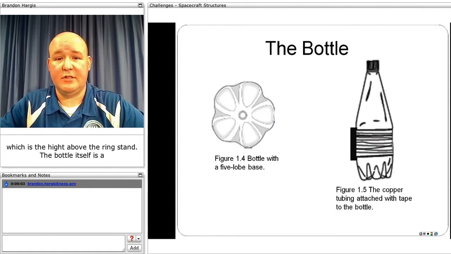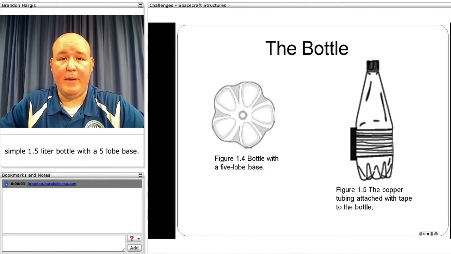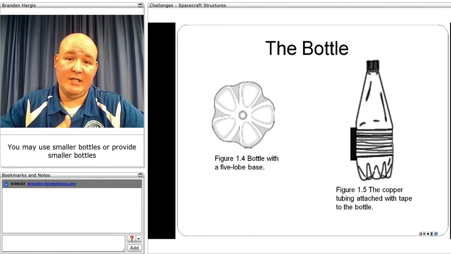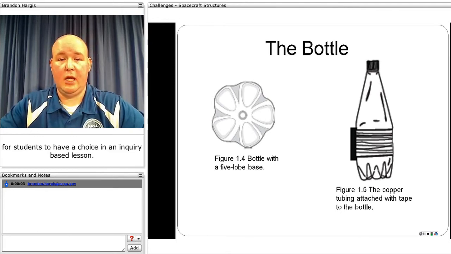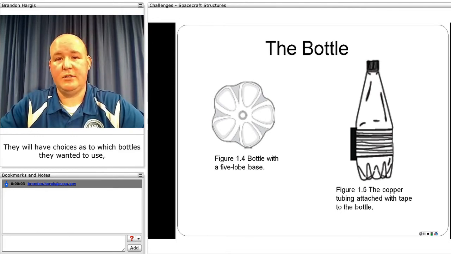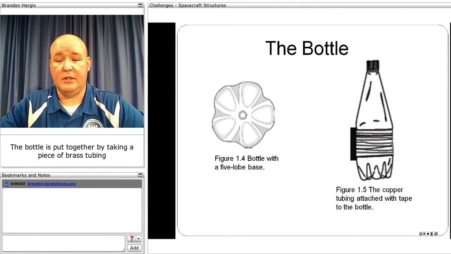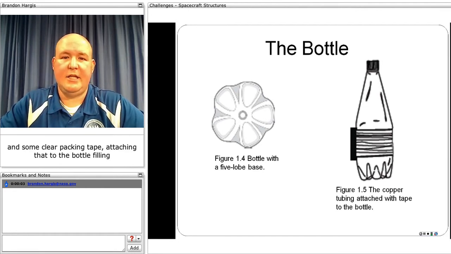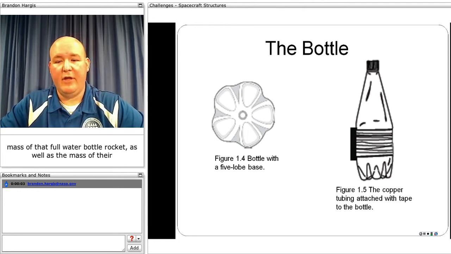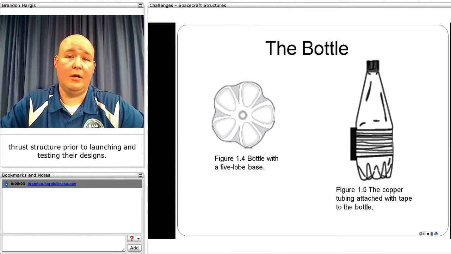The bottle itself is a simple 1.5 liter bottle with a 5-lobe base. You may use smaller bottles or provide smaller bottles for students to have a choice. In an inquiry-based lesson, they would have choices as to which bottles they wanted to use. You can have a 2-liter bottle as well. The bottle is put together by taking a piece of brass tubing and some clear packing tape, attaching that to the bottle, filling it with water, and then you would want students to measure the mass of that full water bottle rocket as well as the mass of their thrust structure prior to launching and testing their designs.